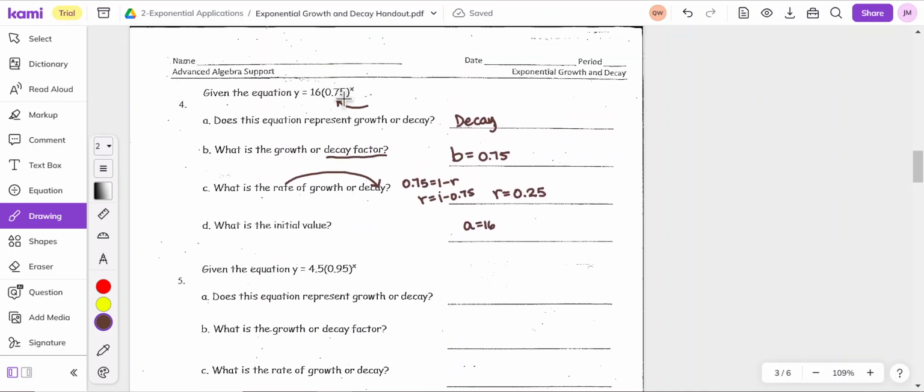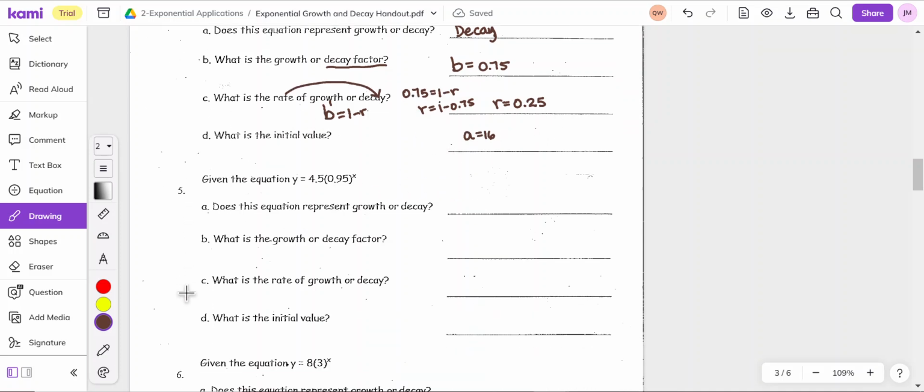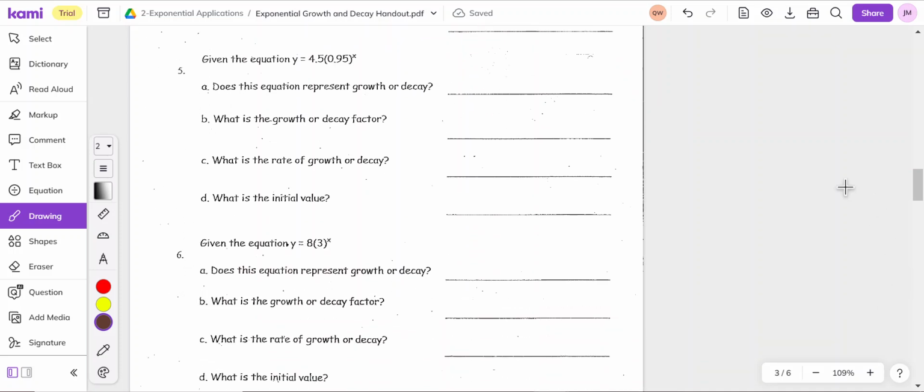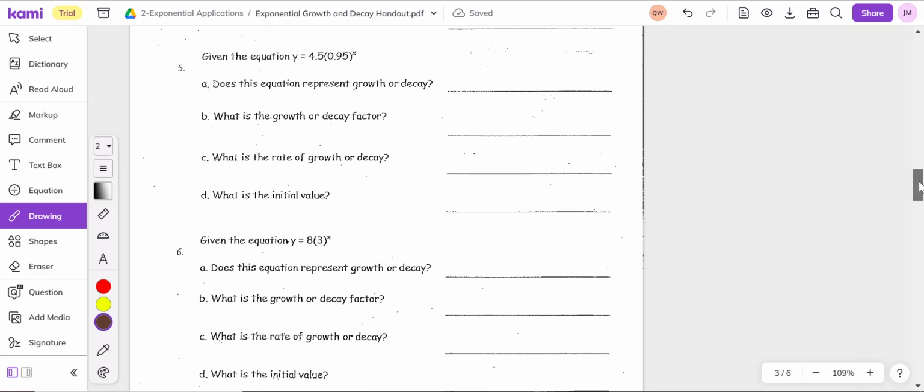So number 4, we said that 0.75 was decay. We said the decay factor was going to be our B value, which is 0.75. For the rate of decay, we need to understand that B is equal to 1 minus R. So we just swap them. R is equal to 0.25, and the initial value is 16. Right now, everybody's working on 5 and 6 individually without talking.